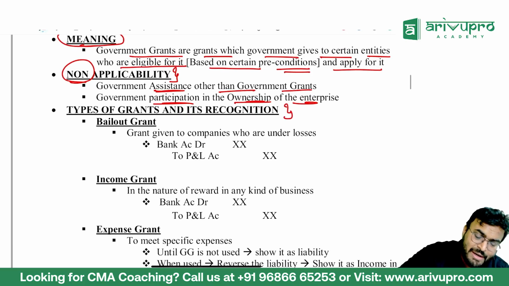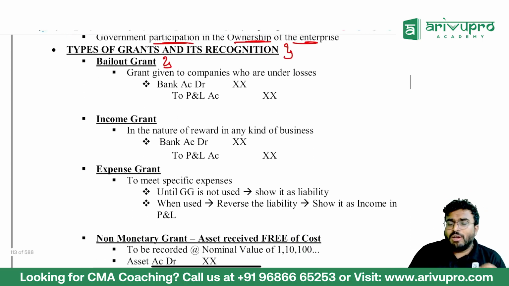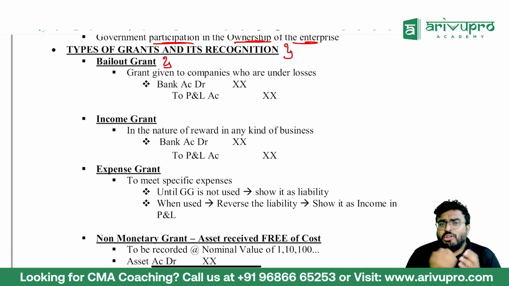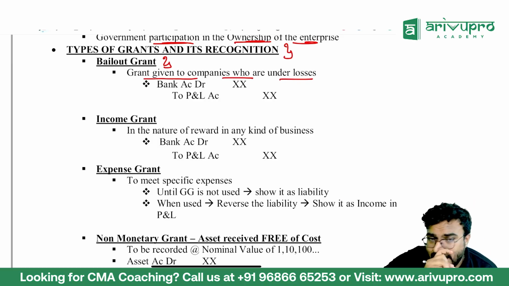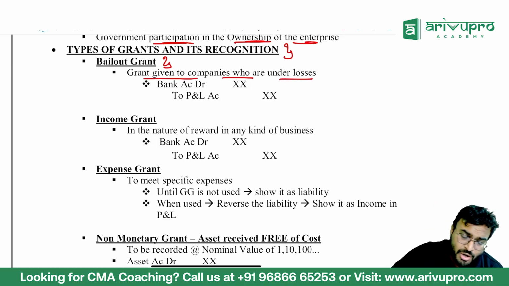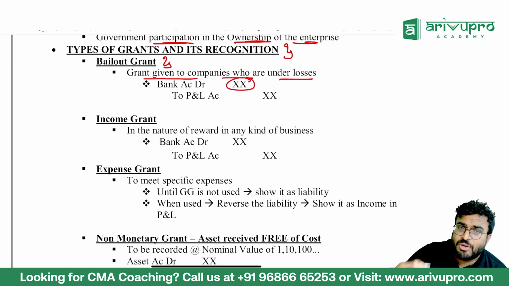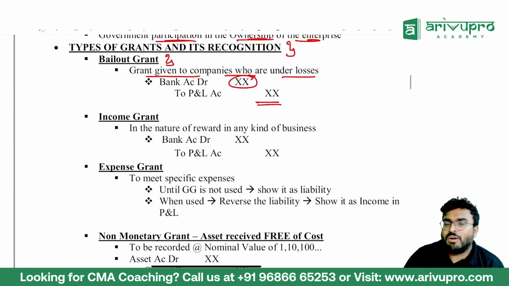Types of government grant and how to recognize them. Understand this. Bailout grant means what? You are in trouble, and government is giving you money to pull you out of trouble. This is called a bailout grant. Grant is given to companies who are under loss. So bank account debited, because you are receiving the money, to P&L account.